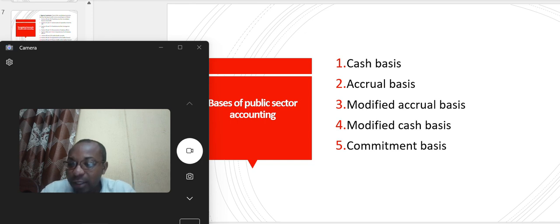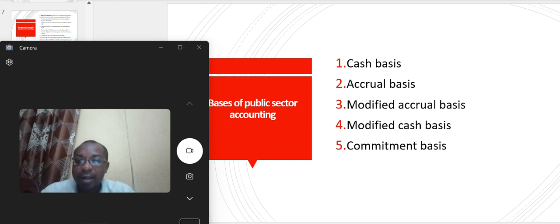If a transaction is done and you have not received the cash, it will not be recognized. That is cash basis. But if expenditure is incurred and you have not paid, it will be recognized in your books. When an organization is using this basis to keep their records, we say that they are using modified accrual basis of accounting.